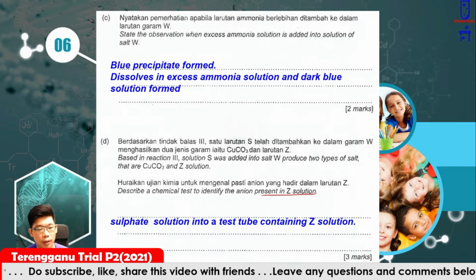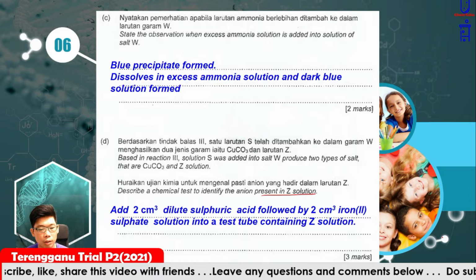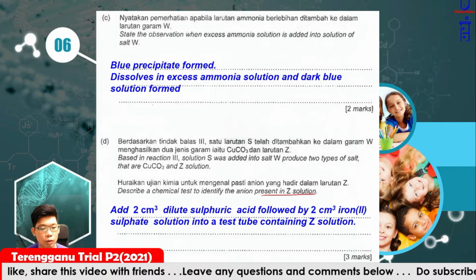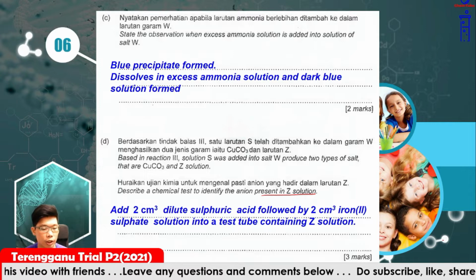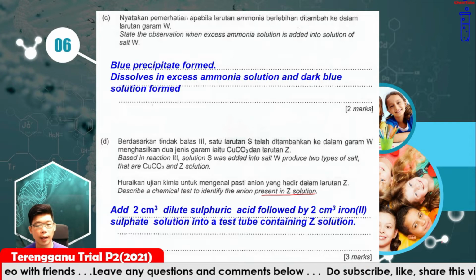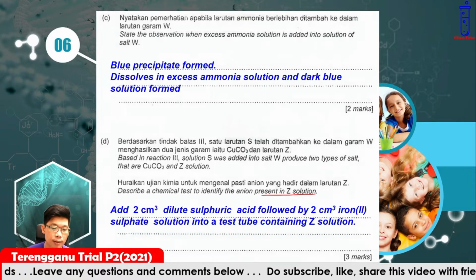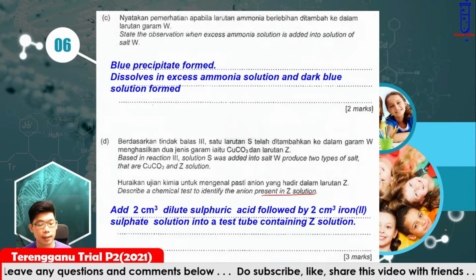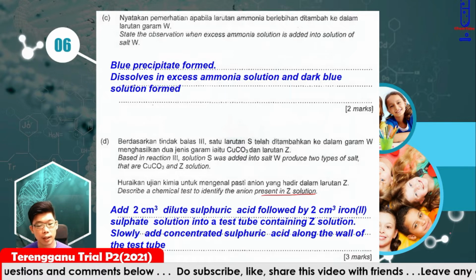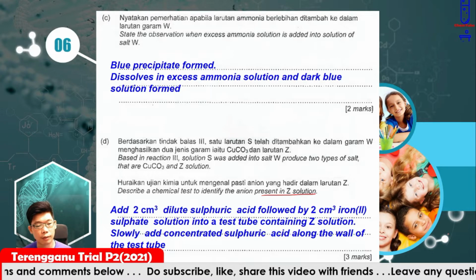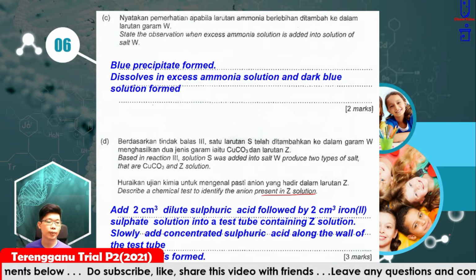Okay, so first we add in dilute sulfuric acid followed by 2 cubic centimeter of iron 2 sulfate solution into the test tube containing the Z solution. So this is for the nitrate ions test. That is the brown ring test, followed by concentrated sulfuric acid along the wall of the test tube. Then observation, brown ring is formed.